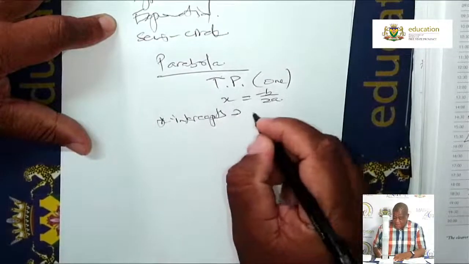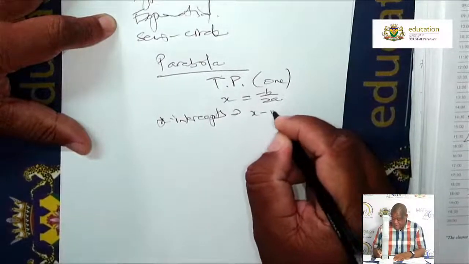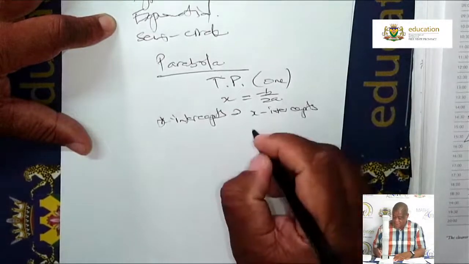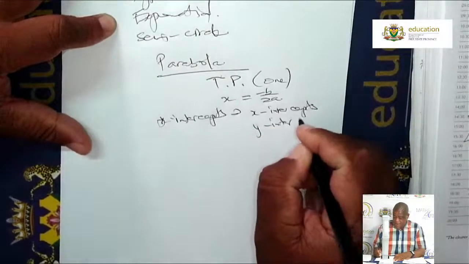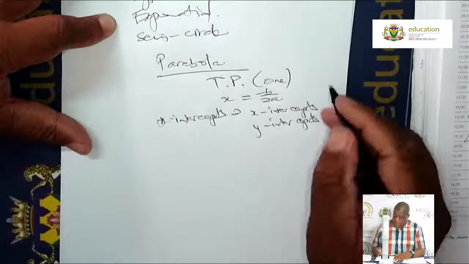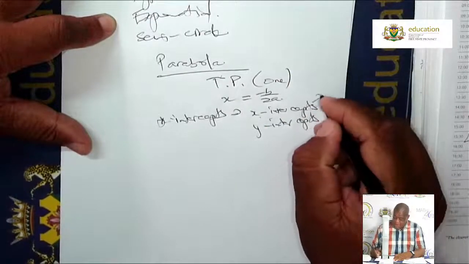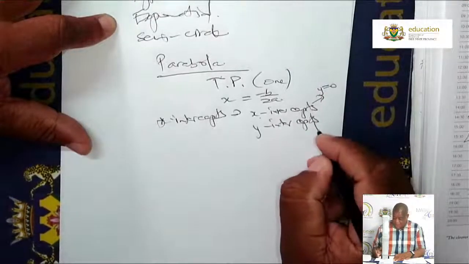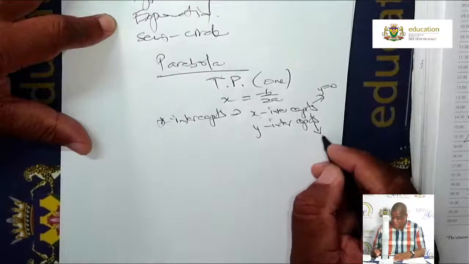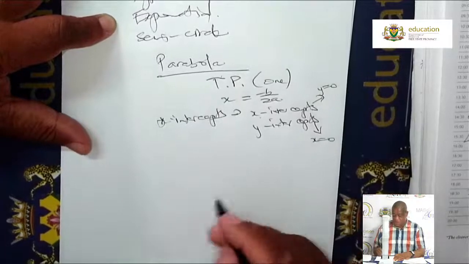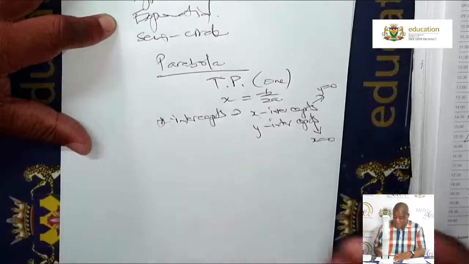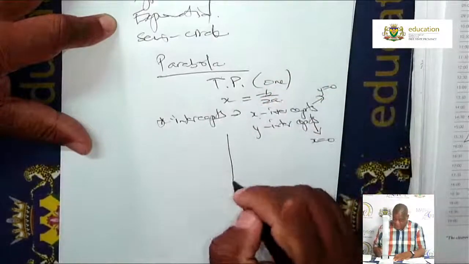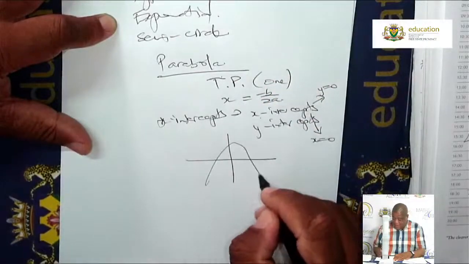On our intercepts, you are having the x-intercepts, as well as the y-intercepts. The x-intercepts, that is where we say our y is equal to 0. And the y-intercept, of course, that is where we say our x is equal to 0. Indeed, we know that sometimes the graph of that parabola can be drawn.